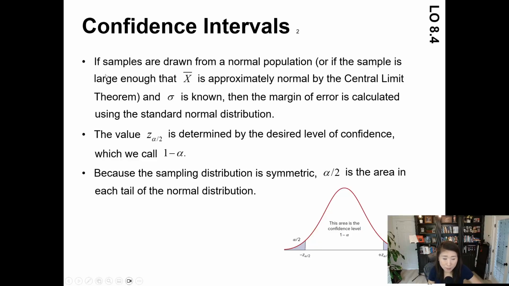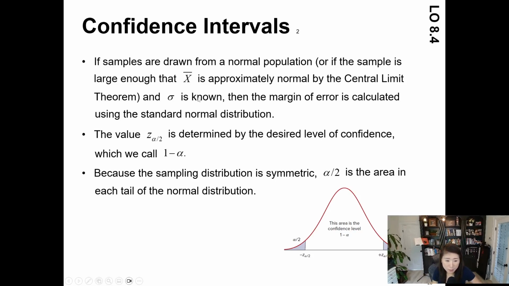The margin of error. If the sample is drawn from the normal distribution, or if the sample is large enough that x bar is approximately normal by the central limit theorem, and sigma is known, so the population standard deviation is known, then the margin of error is calculated using the standard normal distribution. The value of the z statistic is determined by the desired level of confidence, which we call 1 minus alpha. Because the sampling distribution is symmetric, we use half of alpha as the area in each tail of the normal distribution.